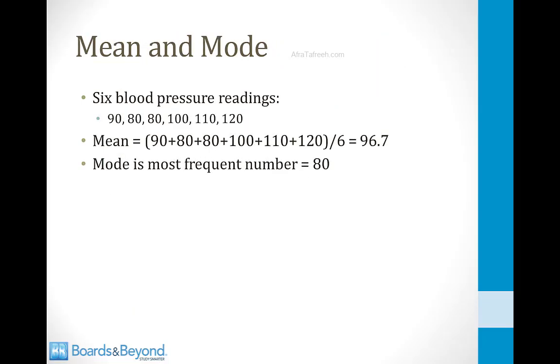So just to keep this simple, instead of all those blood glucose levels, let's imagine that we had 6 recordings of systolic blood pressure, and they were 90, 80, 80, 100, 110, and 120. Well, the mean would be the sum of all 6 of those numbers divided by 6. So that's very easy to get. You've probably done this many times when you average things out. And that would be 96.7 for this data set. The mode is the number that comes up most frequently. And in this data set, there are 2 examples of the number 80. So the mode would be 80.